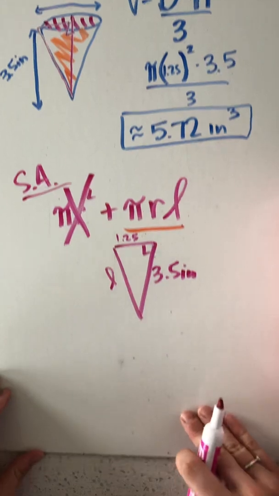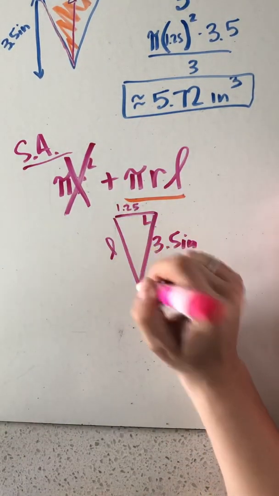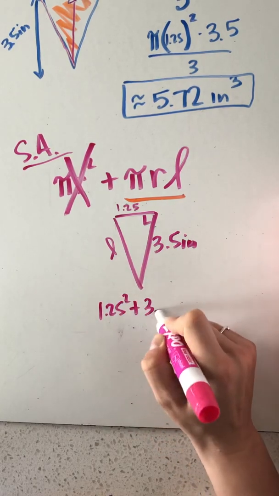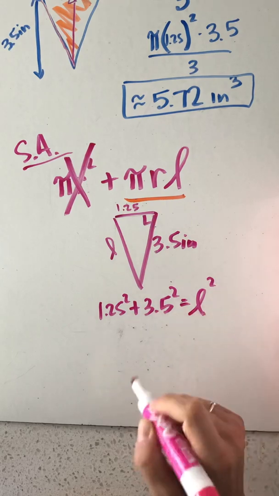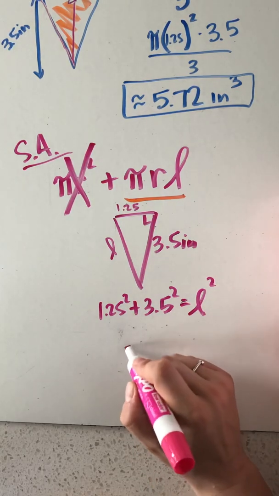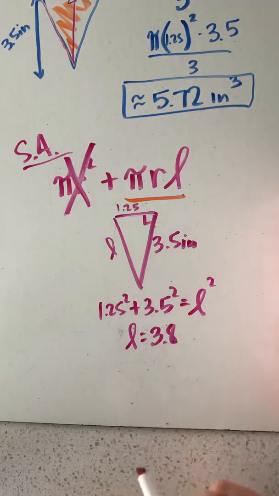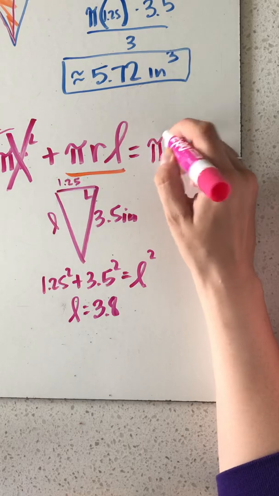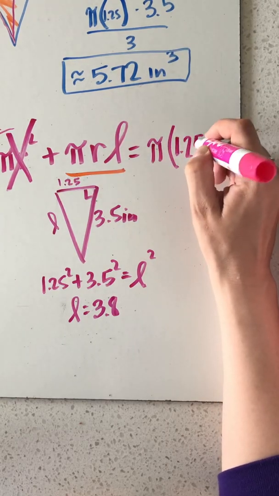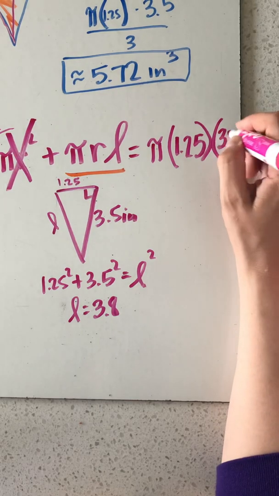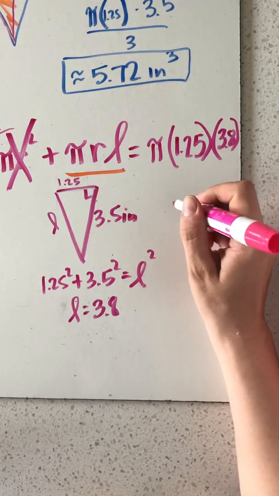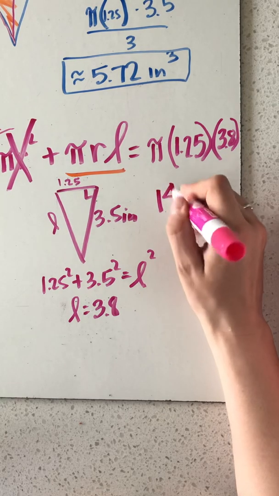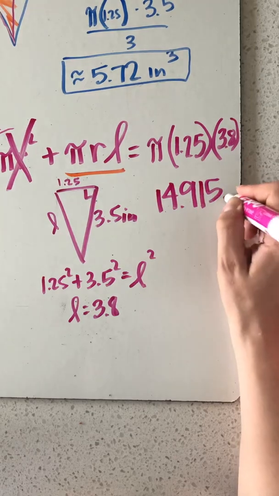So you want to use the Pythagorean theorem to find the slant height, which in this triangle is your hypotenuse. So 1.25 squared plus 3.5 squared equals your slant height squared. And you guys are going to find that your slant height is about 3.8. So let's go back up to here. And this is going to be pi times my radius, 1.25, times my slant height, 3.8. So the surface area of the cone in your original question is about 14.915 inches squared.